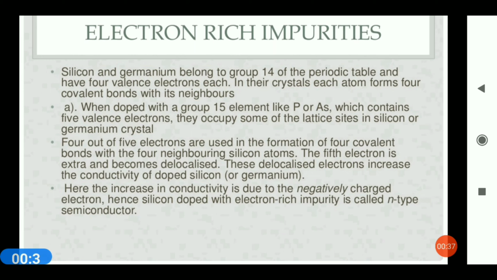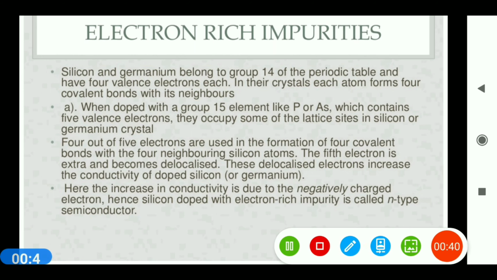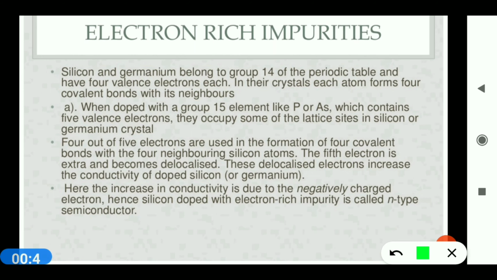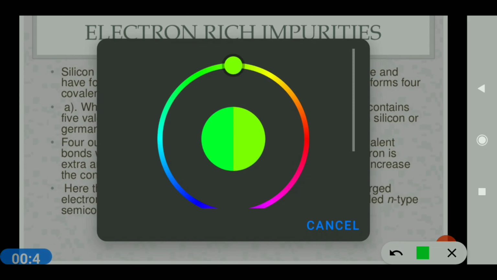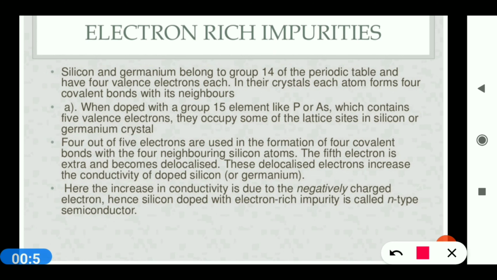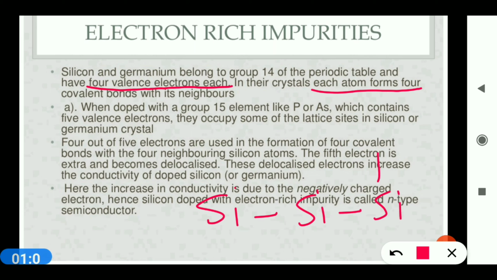So, silicon and germanium belong to group 14. You know it very well. They are the members of the carbon family and have 4 valency. So, 4 valence electrons are present. In their crystal, each atom forms 4 covalent bonds with its neighbors. You can imagine the silicon crystal in this way: silicon, silicon, silicon, everywhere silicon with the 4 bonds.